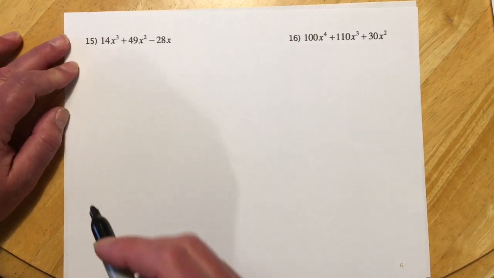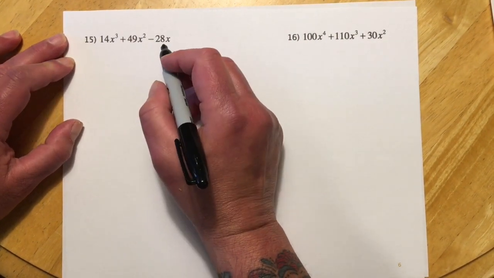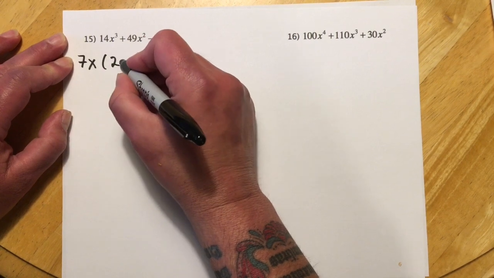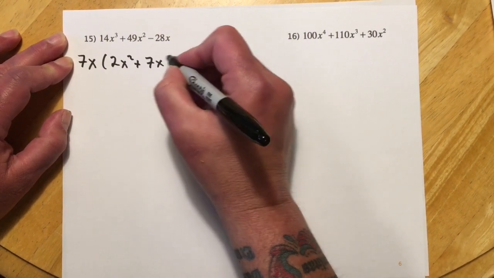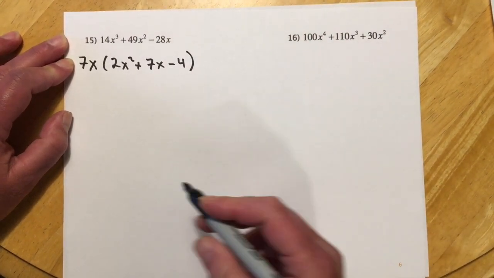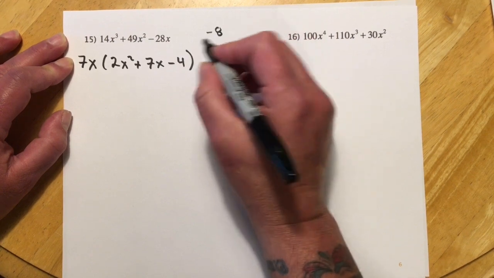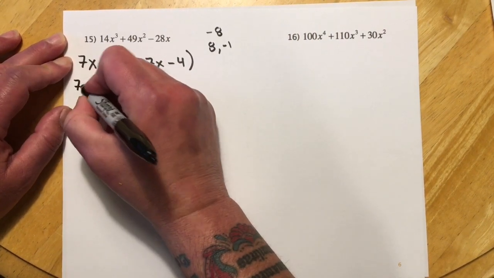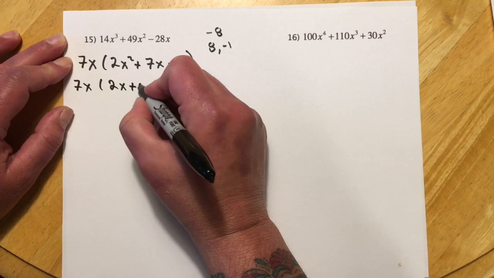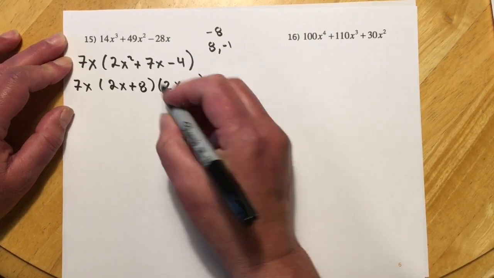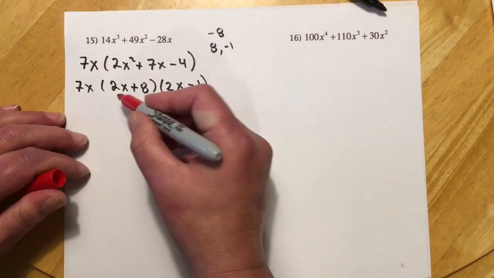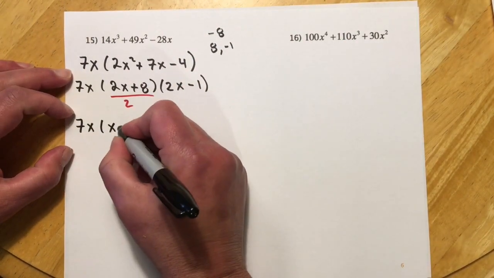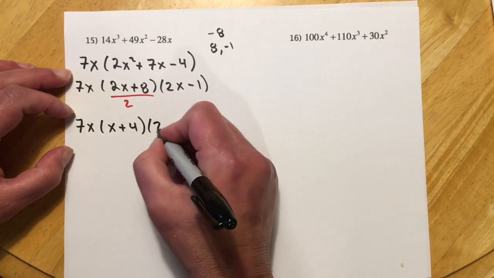Okay, so then we got some GCFs. So it looks like 14, 49, and 28, so those would all have a 7 in common. Plus I can grab an x out of there. So we'll do 7x, 2x squared plus 7x minus 4. And then 2 times negative 4, so negative 8. So it's going to be an 8 and a 1 to make that positive 7. So then we got 7x, 2x plus 8, and 2x minus 1. And then I can divide a 2. And so it would cancel the 2 out and then just bring down the 2x minus 1.